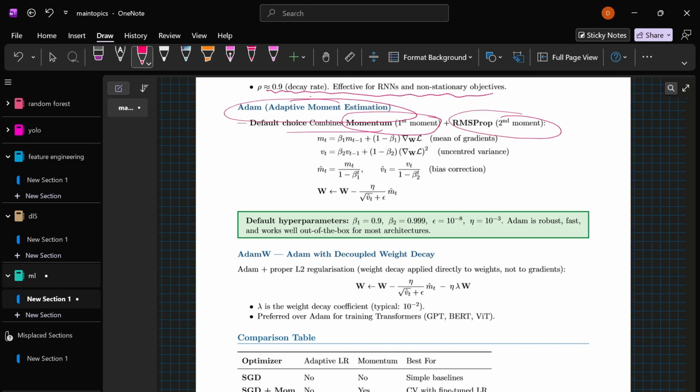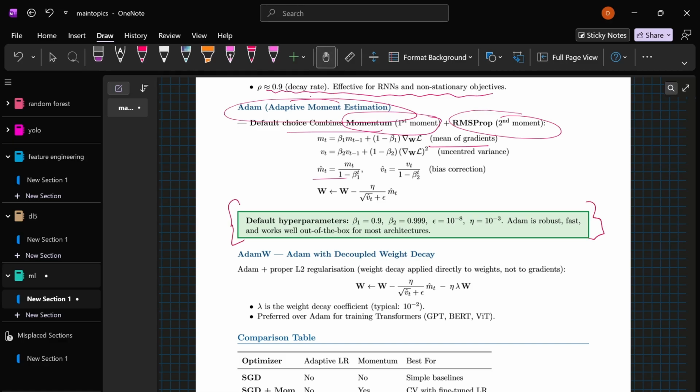The first momentum is the mean of the gradients. The second momentum is the mean of the squared gradient, like RMSProp. It is also applied with bias correction in the early steps, because at the starting these estimations are skewed towards zero. The default hyperparameters work really well out of the box.